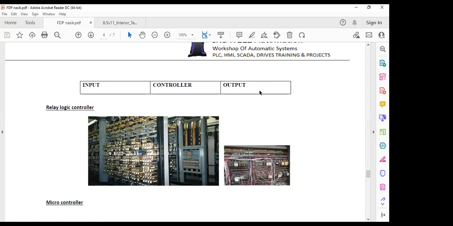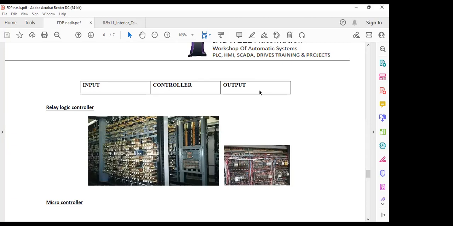We can have a problem on the output side. In outputs also, I told you: motors, relay, contactor, solenoid valve, indicators, pneumatic and hydraulic systems. Pneumatic and hydraulic systems are those solenoid valves I have already told you about. So we can have a problem on the input side or the output side. So it's very easy now.